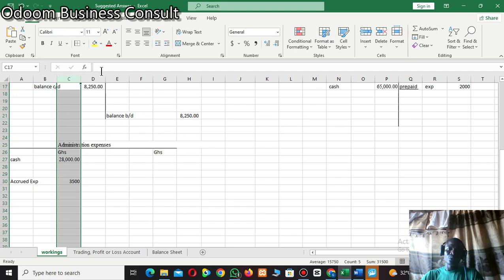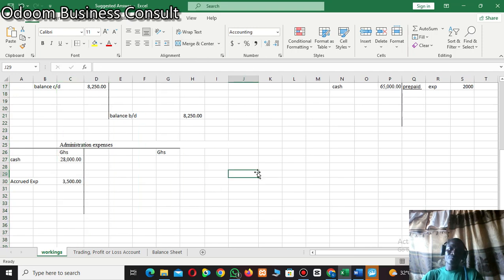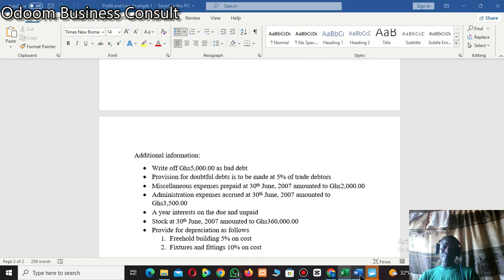Is it not simple to do it this way? It is very simple. So this is how we treat an expense owing at the end of the accounting year. It should be added to the one that you see on the face of the trial balance, or the one that has been paid for that year. So the treatment of expenses owing at the end of the accounting year is the opposite of expenses prepaid at the end of the accounting year. I believe we are good to go. Let's see what is next on the item. We have a year interest on the loan.